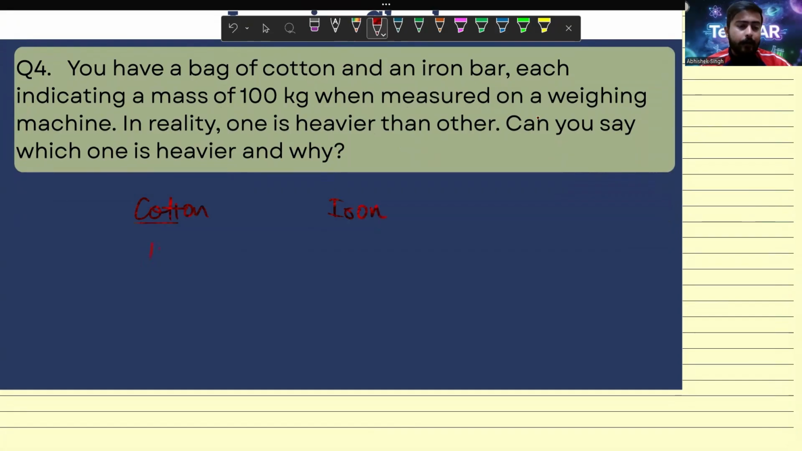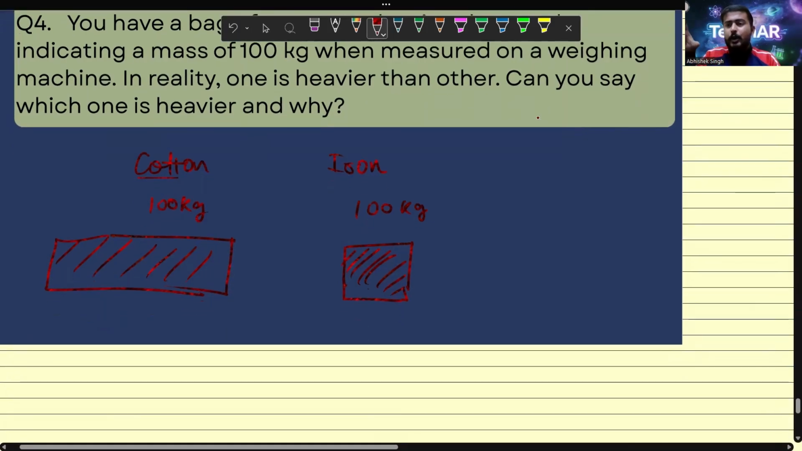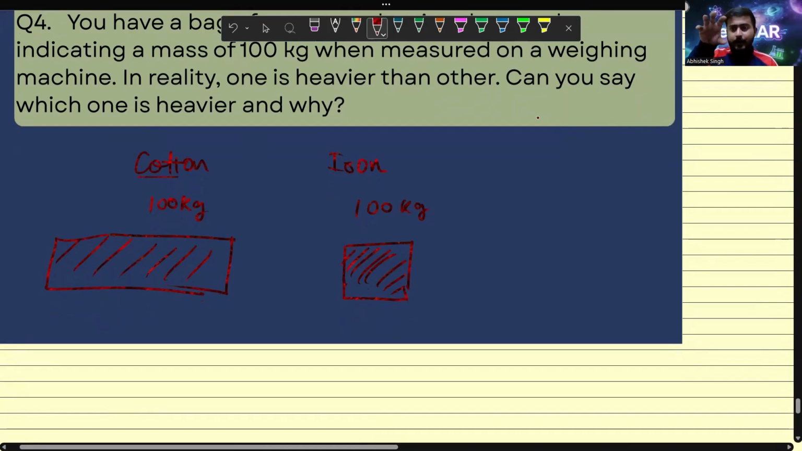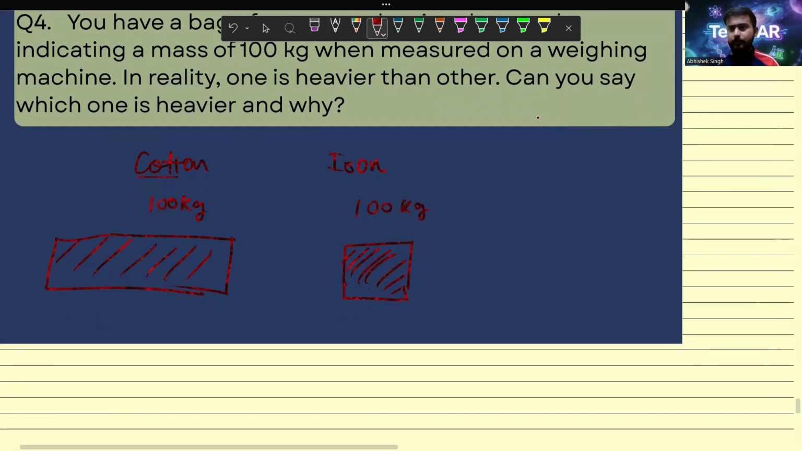Let's talk about 100 kg of cotton. To assemble 100 kg of cotton, you need a bigger bag. But 100 kg of iron could be collected in a small piece, because iron is heavy. Iron has more density. A small piece of iron like this would be around 5 kg, but the same-sized piece of cotton would be only 50 grams.